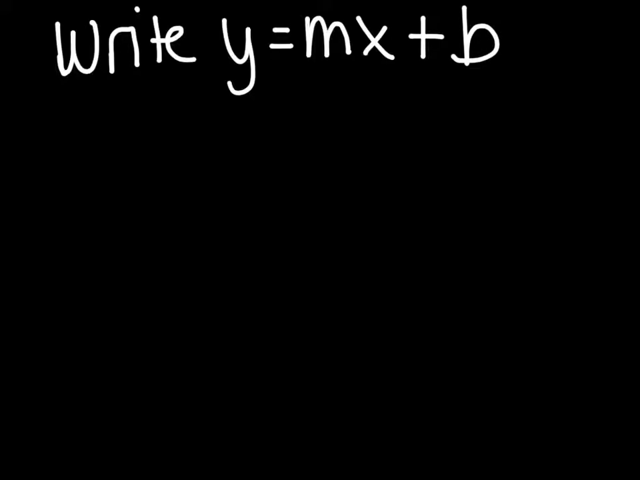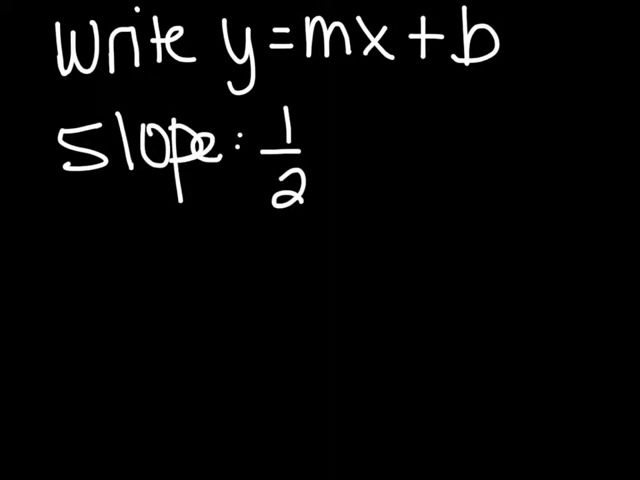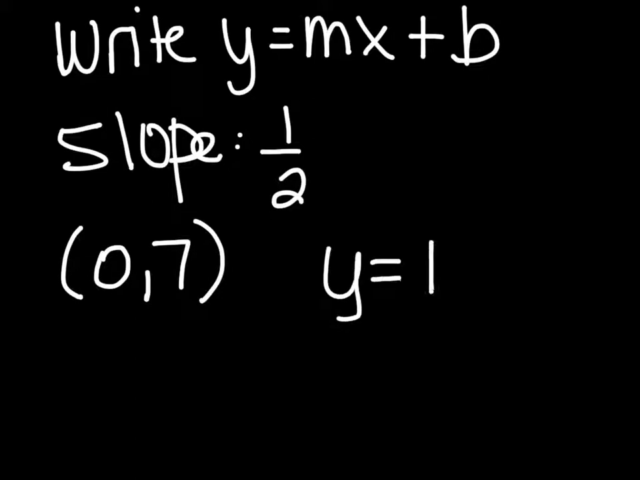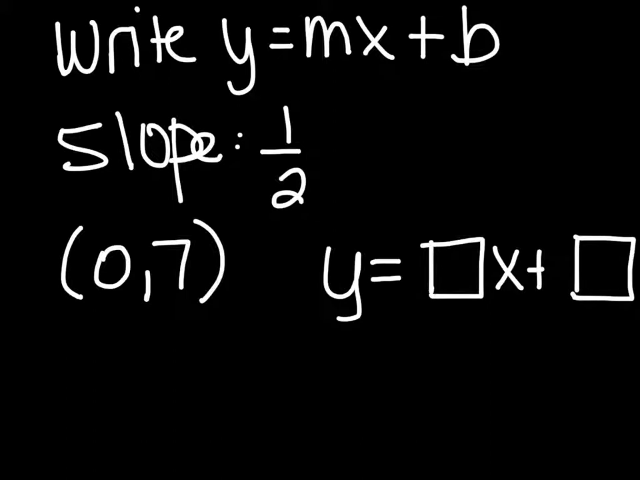So another possibility is that you're given the slope. Maybe the slope is 1/2. And then you're also given an ordered pair. So say the line passes through the point 0, 7. So a shortcut that you want to look at is when you're going to write y equals mx plus b, that missing b is the y-intercept.